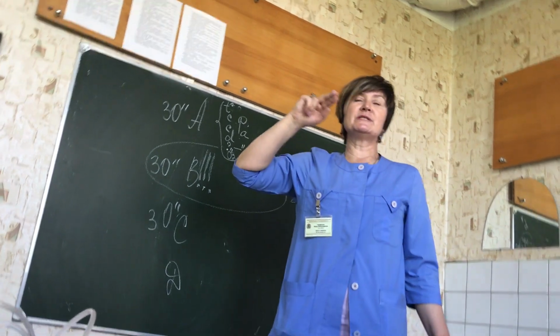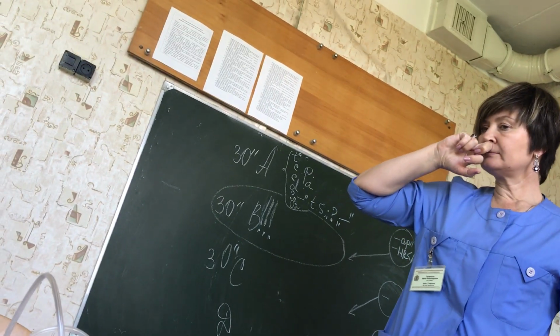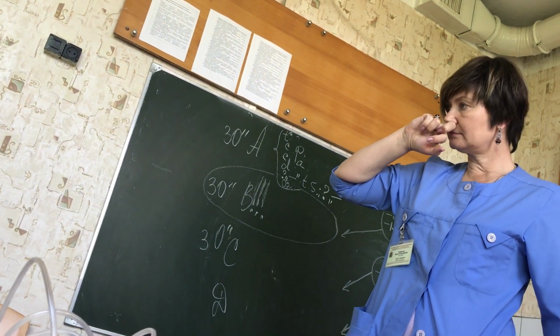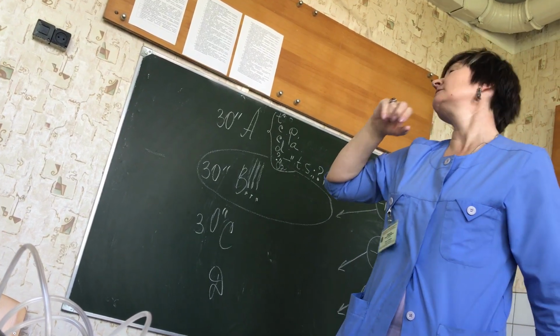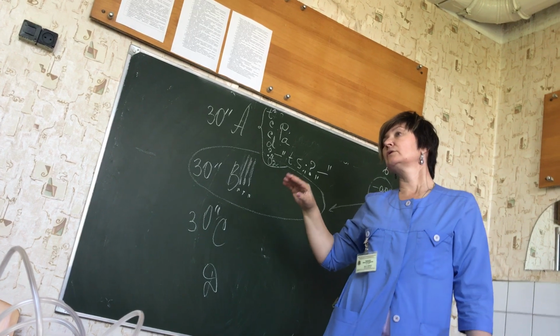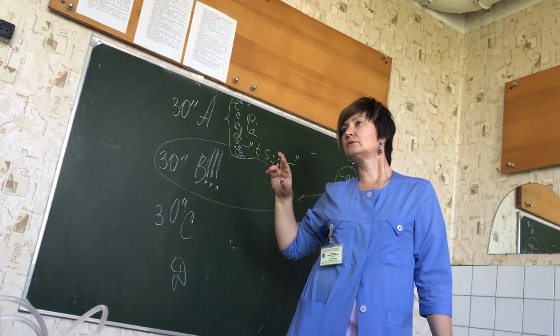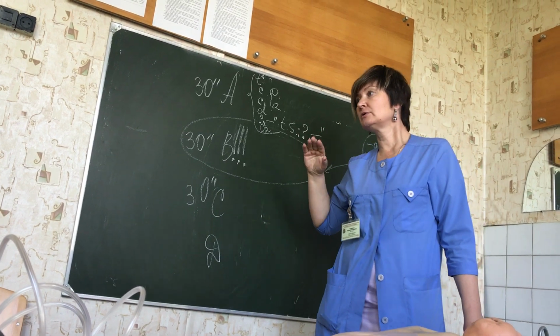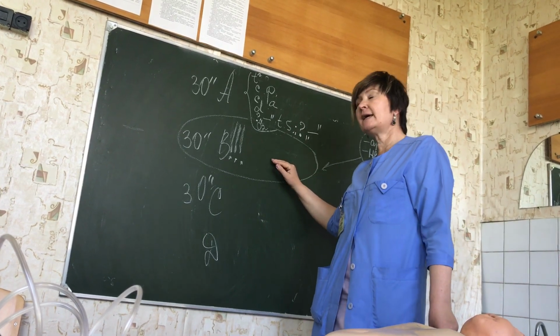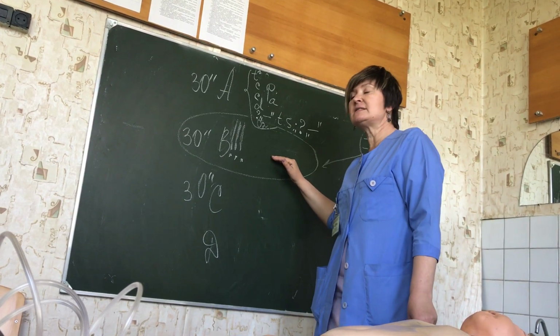Heart rate, 2 in 6 seconds. What do you do? Step B. Oxygen. Okay. If 12 in 6 seconds, then what do you do?